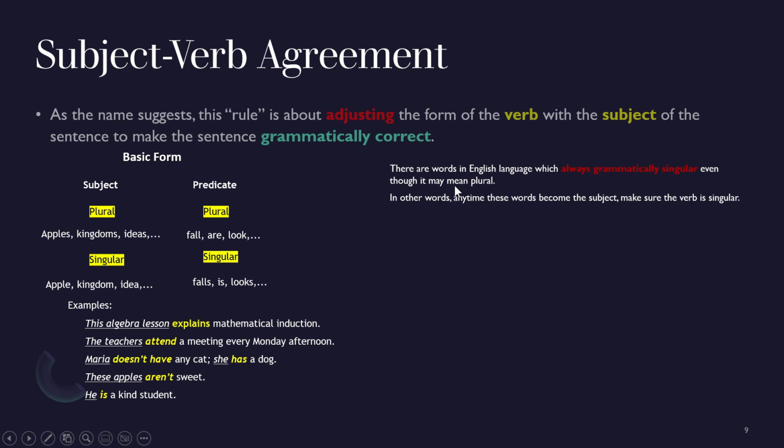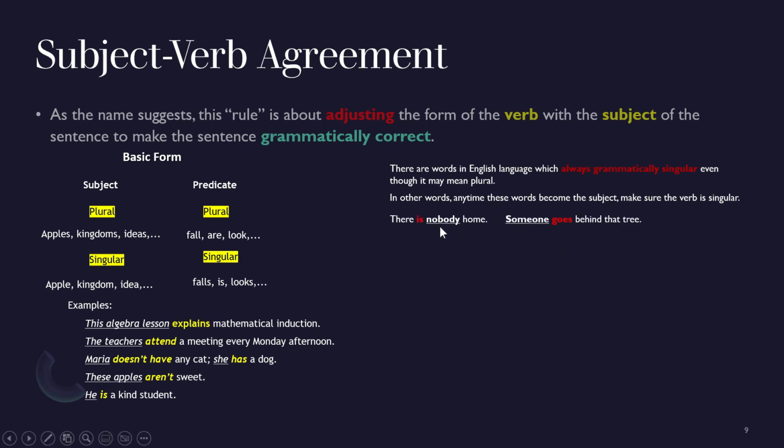Also, there are words in the English language which are always grammatically singular, even though they may mean plural. Okay? It's always grammatically singular even though it may mean plural. Or in other words, anytime these words become the subject, you have to make sure that the verb is singular. Please pay attention to this kind of words because if you see these words as the subject, you have to make the verb singular. What is the word?